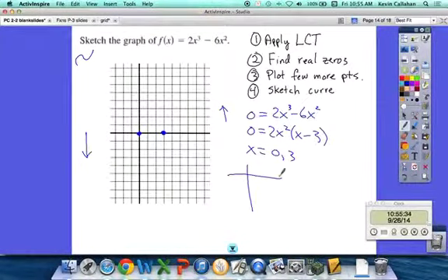Here's our table of values. X and Y. I'll do -1, 1, and 4. For -1, I'm going to get -1 to the third is -1. 2 times -1 is -2. And that'll be a -6, so it's -8. For 1, 2 minus 6, -4. And 4, that'll be 64, that's 128 minus 6 times 16, which is 96, so that's 32.